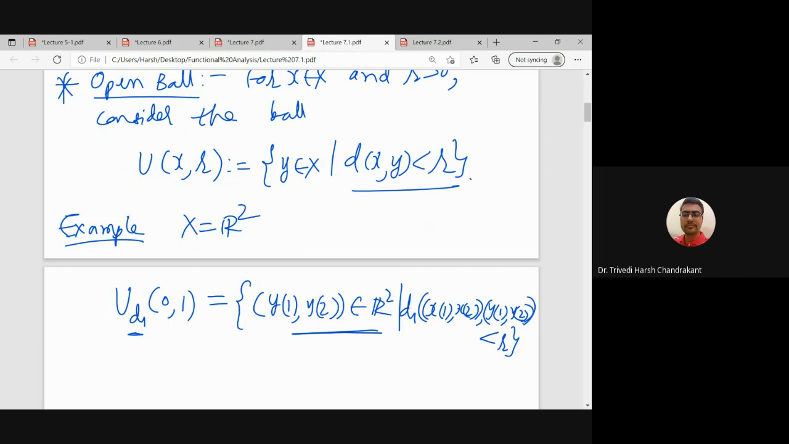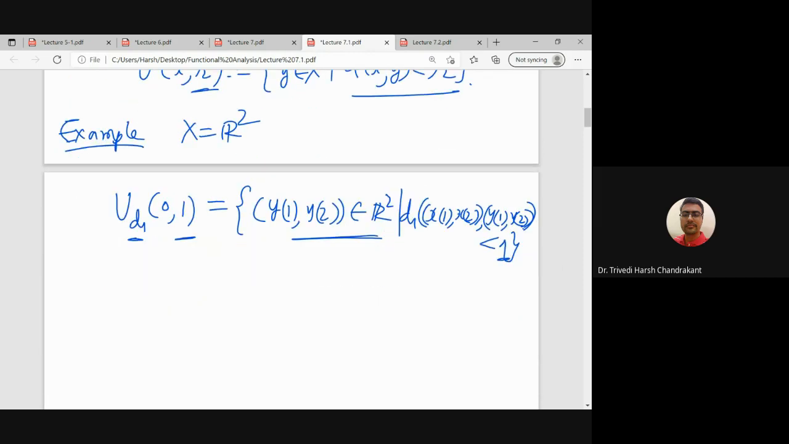Yeah, but here we are taking R is 1, right? So radius we are taking 1. So this is essentially, if we simplify y1, y2, basically they are real numbers such that the first metric, what is the first metric? First metric is summation j from 1 to 2 modulus xj minus yj less than 1.